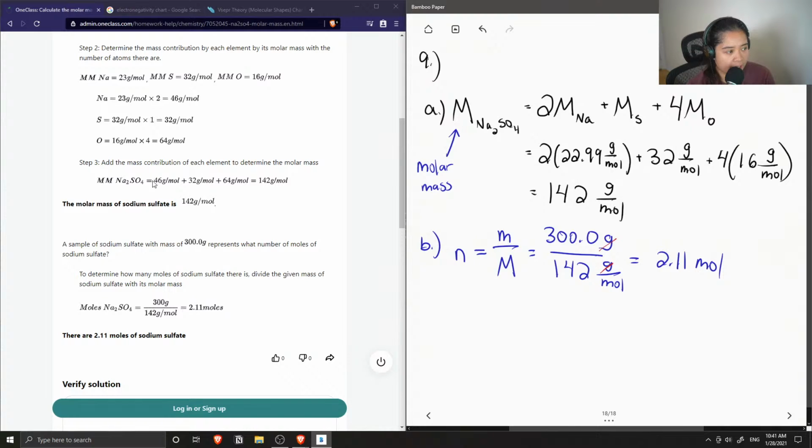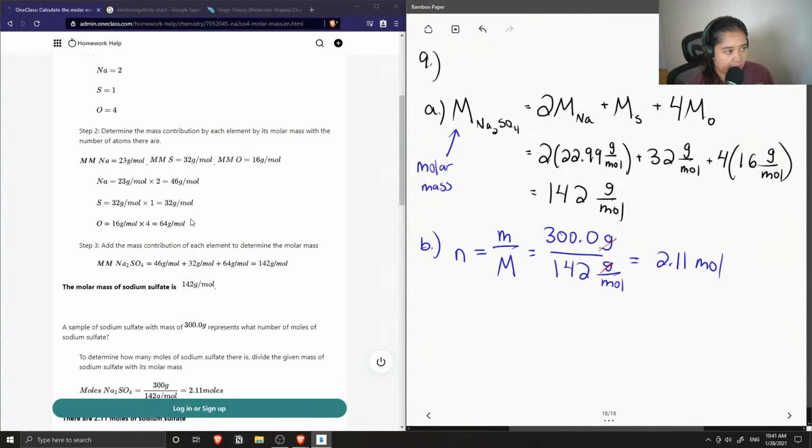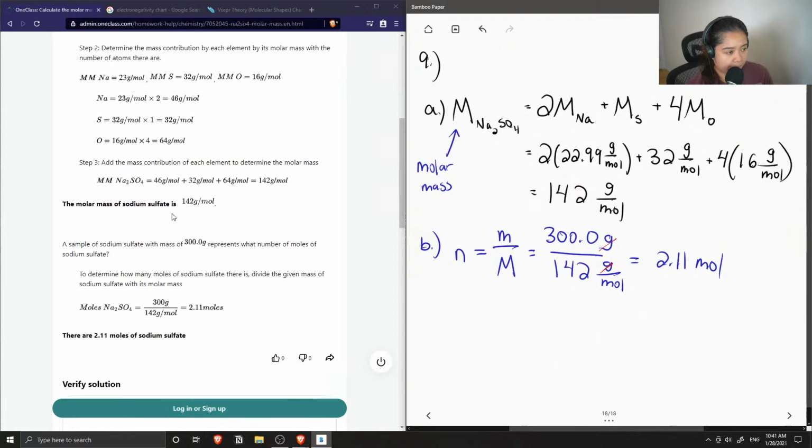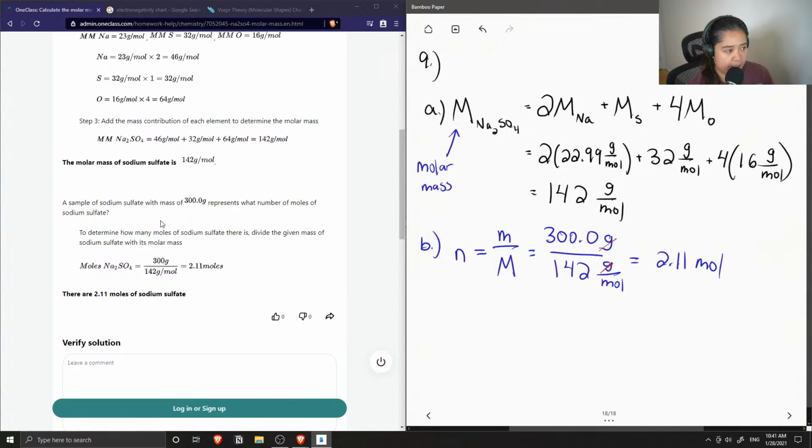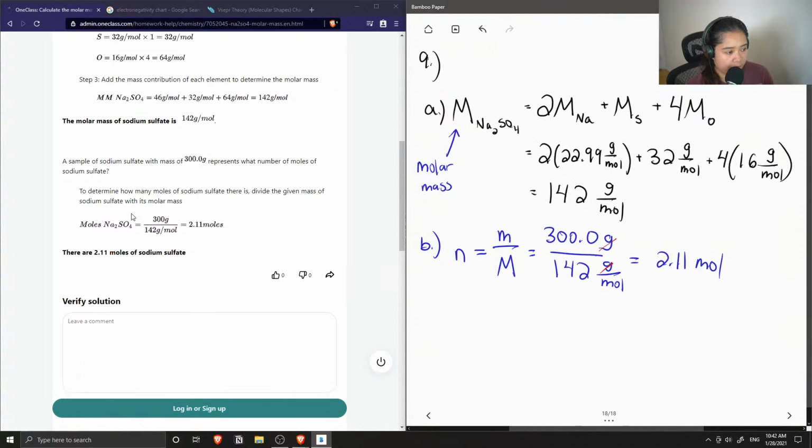Step 3, add the mass contribution of each element to determine the molar mass. So 46 plus 32 plus 64 is 142. So they did it in multiple steps. I just fit all of mine on one line. But if you like to show all the different steps, then you still get the same answer, which is good.